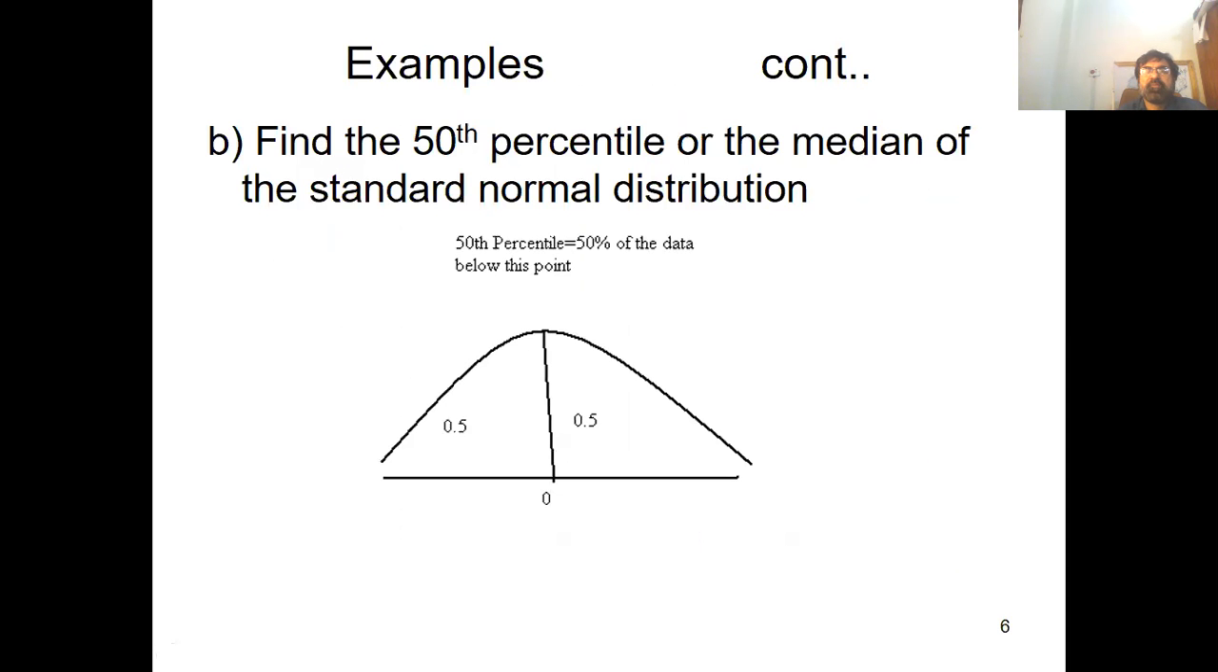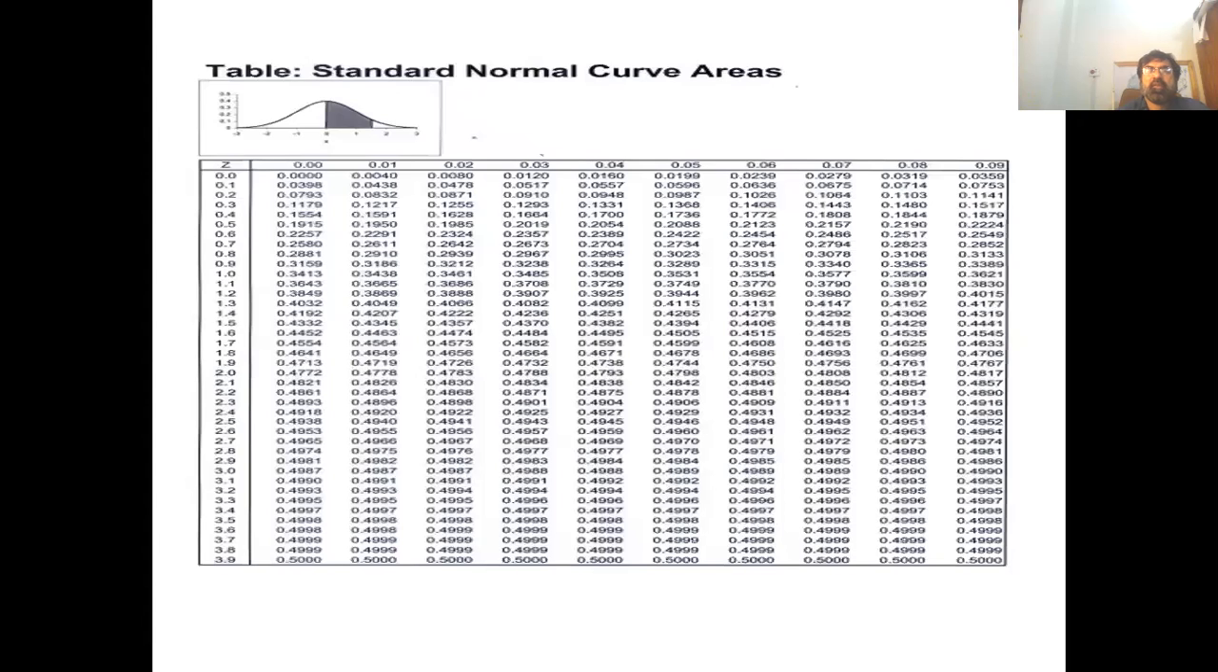So here, the area 0.3400. I'm just looking for this area, whether it exists or not. If it does not exist, the nearest area is 0.3413, and this locates under 0.00 and 1.0. So the z-score over here is equal to 1.